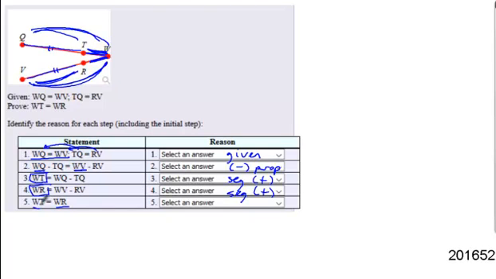So what I have to do is see, can I create WT here? Well, WT is equal to WQ minus TQ. So if I find an equation, like in step 2, WQ minus TQ can be replaced by its equivalent WT. So that's sub. And then when I look at the right side, WV minus RV can be replaced by its equivalent, WR, that's sub. And so this is an example of substitution only to get that final statement.